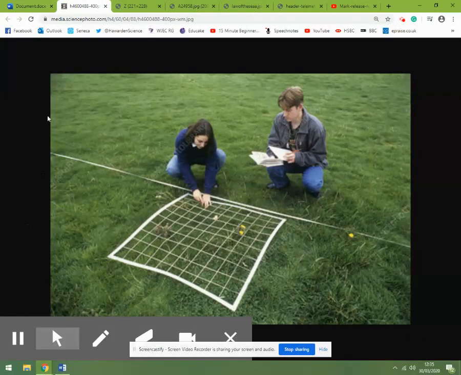So we might be looking from the inside of a woodland, going out to the centre of a field. We could be moving along the shore, on the coast, to see where species prefer to live. Do they prefer to live under the trees? Do they prefer to be out in the open? Do they prefer to be on the lower shore or the upper shore?